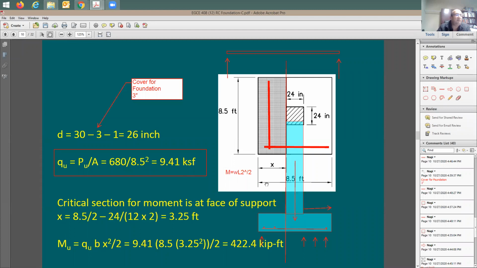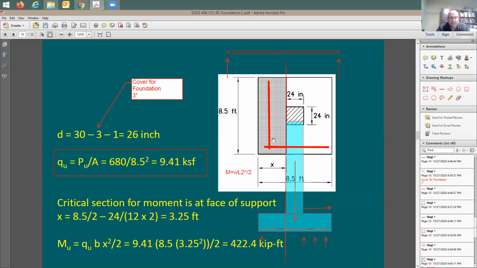So whether you take the total width or length of the footing, subtract the column, and divide by 2, or you take half of 8.5, subtracting half of the column length, which means a foot, you're going to end up with 3.25 feet. So now I have the cantilever length.